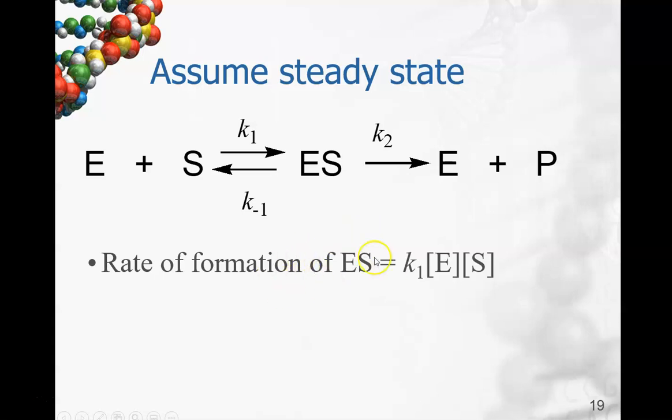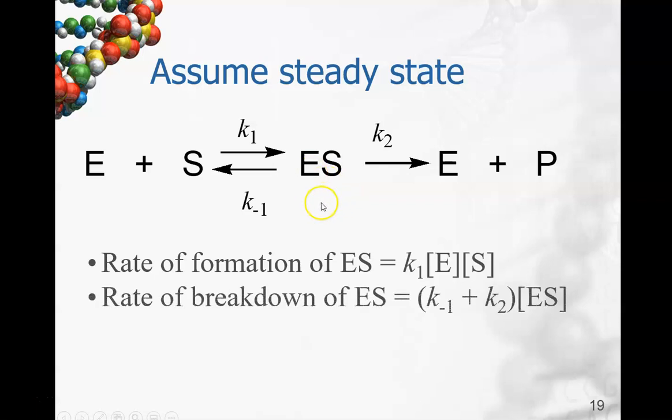assume steady state when we're looking at our enzyme substrate complex. And that's going to be true pretty much all the way through the enzyme catalyzed reaction except for the very beginning and the very end. So the rate of formation of ES is going to depend on how much enzyme and substrate you have, and this rate constant K1.